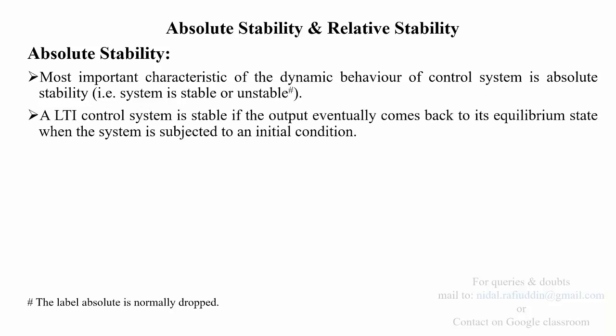Now if we talk about a linear time invariant system, it is said to be stable if the output eventually comes back to its equilibrium state when the system is subjected to an initial condition. So the system is said to be stable when the output comes back to the equilibrium state. This is something that we saw in the waveforms that we drew for stable and unstable systems. We saw that the systems which are absolutely stable will have their curves or graphs attaining equilibrium or steady state after a certain period of time.